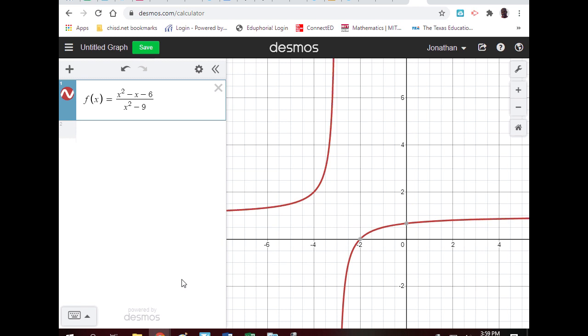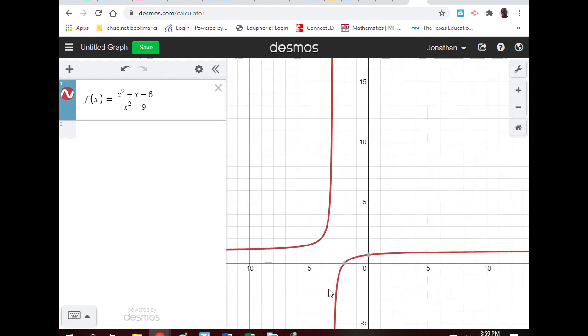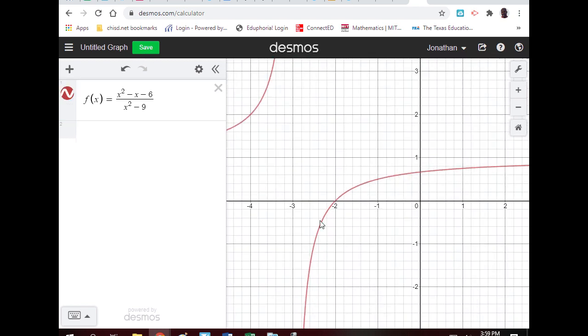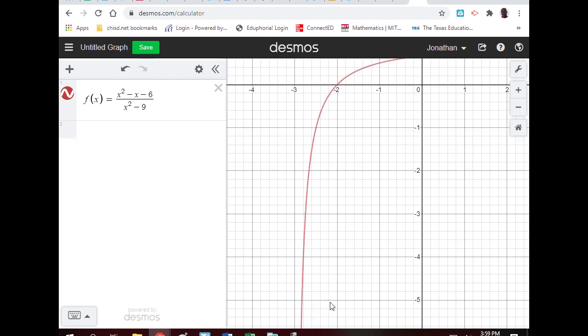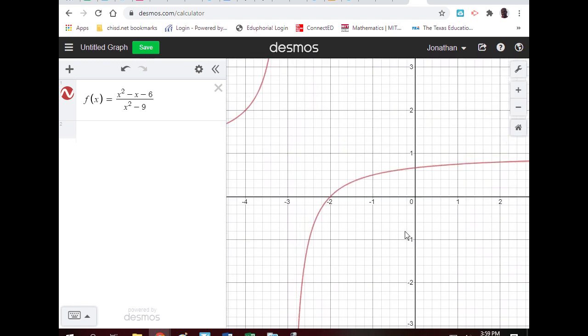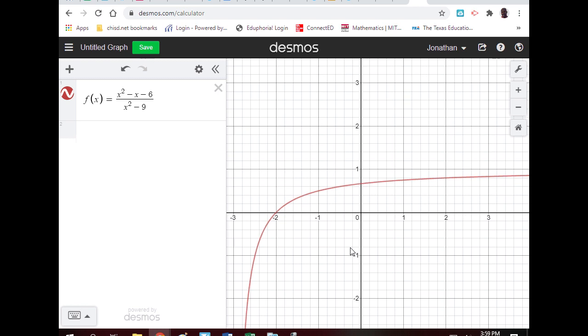What I have here is the graph of x squared minus x minus 6 over x squared minus 9. And if you do an analysis of the graph based on what you know, you should be able to tell that right here we have an infinite discontinuity as the graph is shooting towards infinity and negative infinity. The location of that infinite discontinuity is where x is negative 3. When x is negative 3, the graph will get extremely close to it, but it will never touch it.